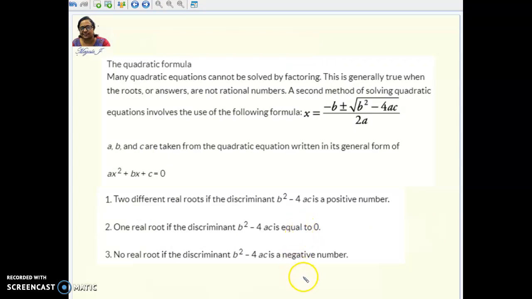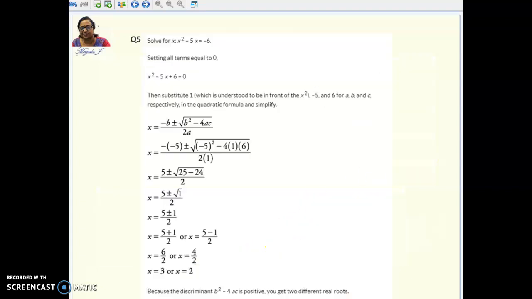Before we go to this problem, this is again the same repetition. I think I don't have to do it again. So two different real roots if this is positive, I think we have already discussed this. And if this is 0, you will have one real root. And if it is negative, you get no real root. That is going to be complex. So that's not required now.